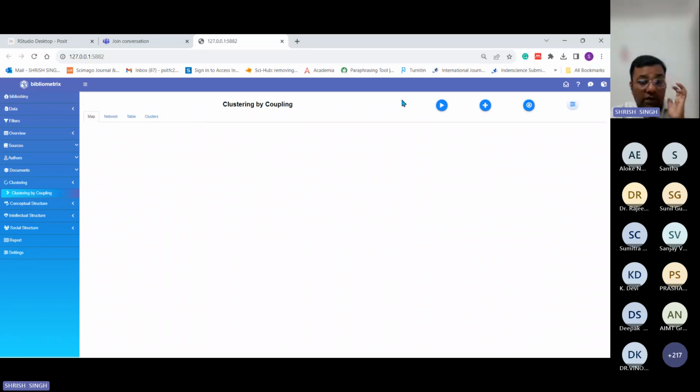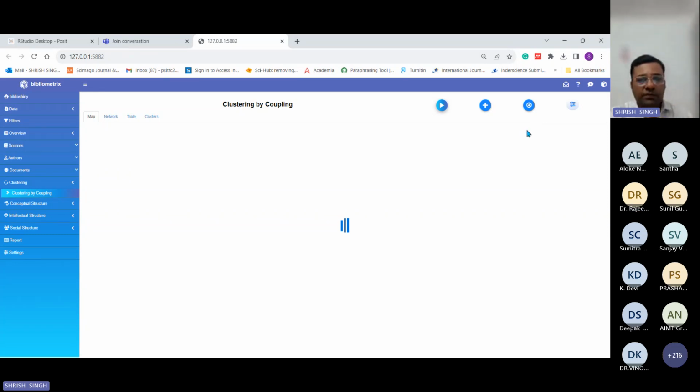Here, I want to make one thing clear: what is coupling? Basically, coupling is, suppose there are two authors, A and B, and both the authors are citing, giving the reference of a single source. So it will be called coupling. Means if more than one author is giving the reference of a single document, that is coupling.